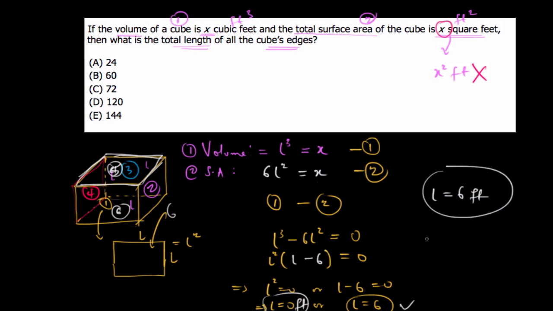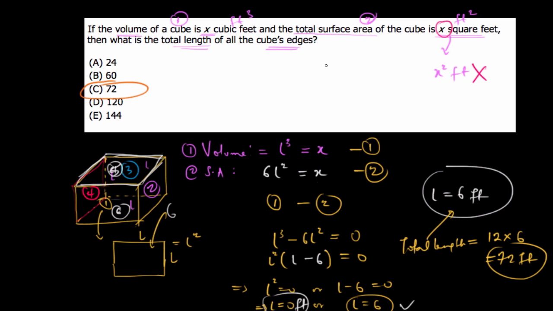Since each length is 6 feet, the total length is just going to be 12 times 6, which is 72 feet. So the answer to this problem is 72 feet. So that completes the problem.